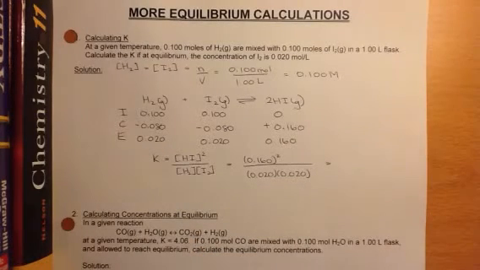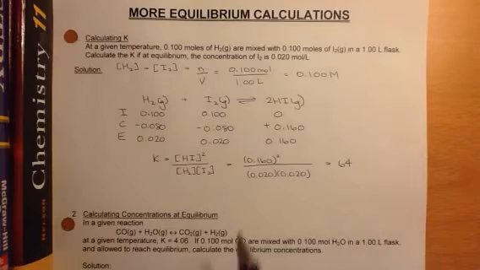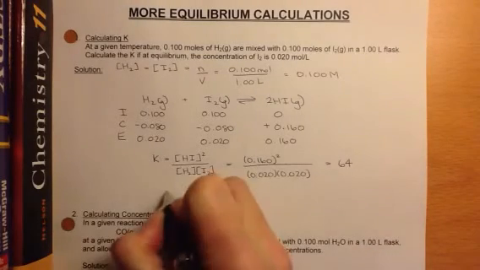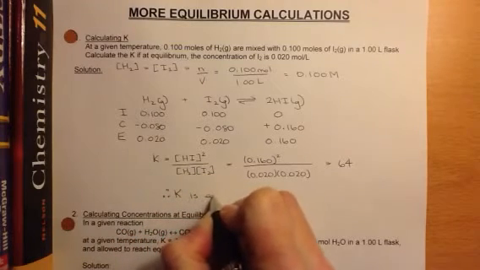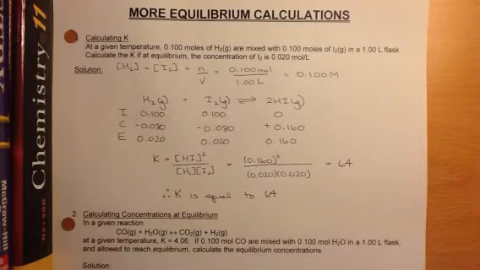So when we plug that into our calculator, we get 64. We have two significant digits because of the 0.020 moles per liter of the iodine at the beginning of the question. So therefore, K is equal to 64. Remember that K does not have units because it represents a proportion of the amount of products compared to reactants. Okay, let's try our second question here.